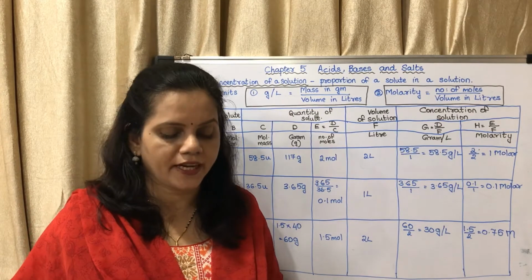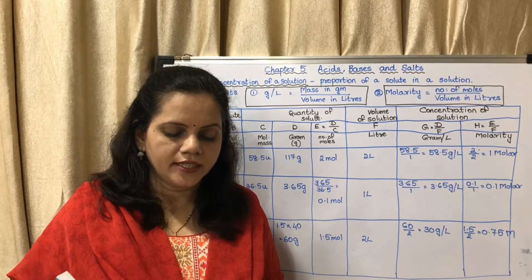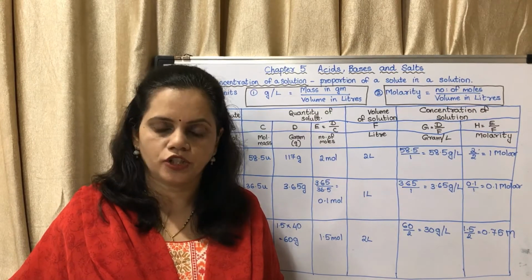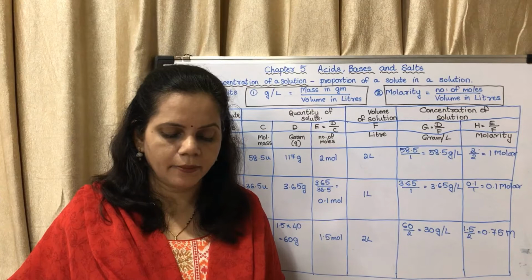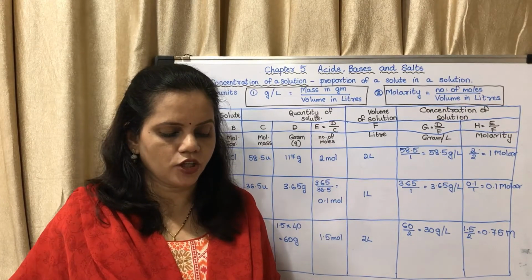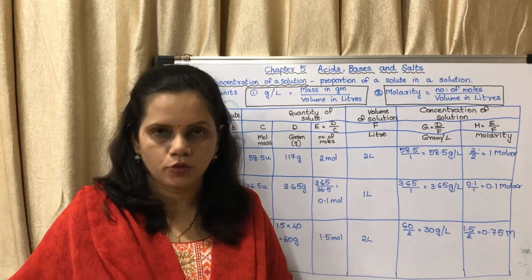Now how will you define it? You may see in the next paragraph. The first unit is the mass of solute in grams dissolved in 1 liter of the solution. The second unit is the number of moles of the solute dissolved in 1 liter of the solution. Okay, and it is represented by putting brackets on both sides.